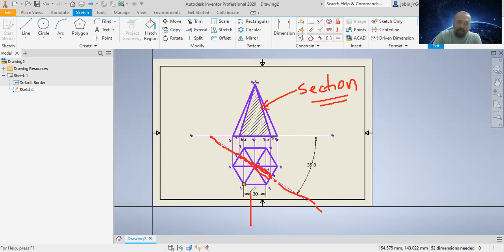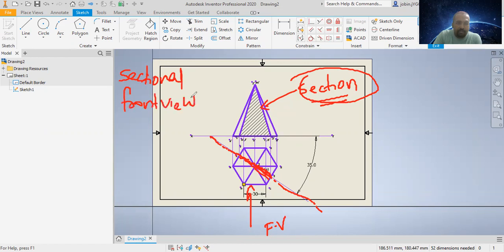When you look from the front view, you can see I am cutting this object with the help of this cutting plane and removing this much portion. This cut portion is represented as the section in the front view. So this is the front view consisting of the section. That's why it is known as sectional front view.